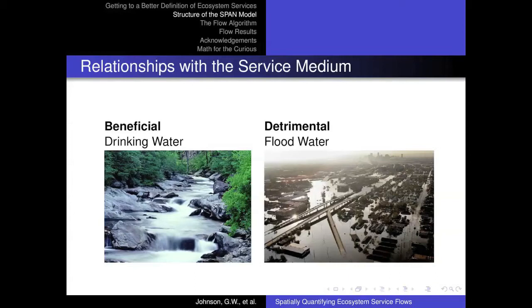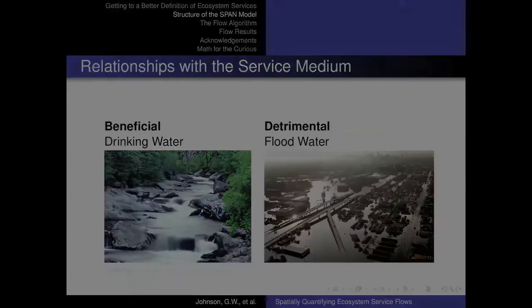However, the service medium can be detrimental. Floodwater has the same source and almost the same flow simulation. Water moves along, people encounter it, but in this case, the encounter with the service medium generates negative utility.